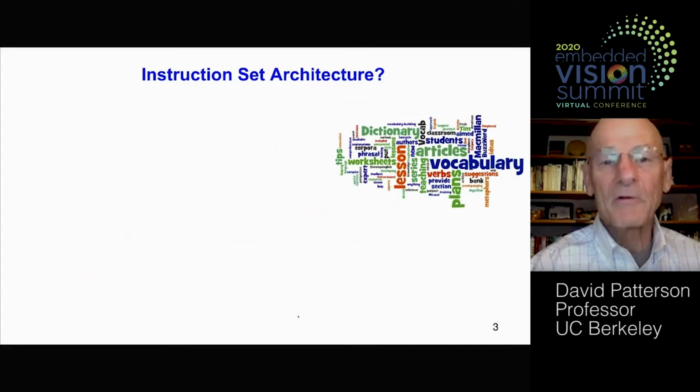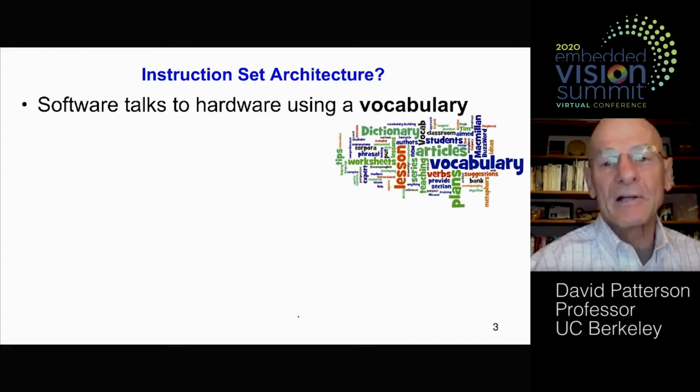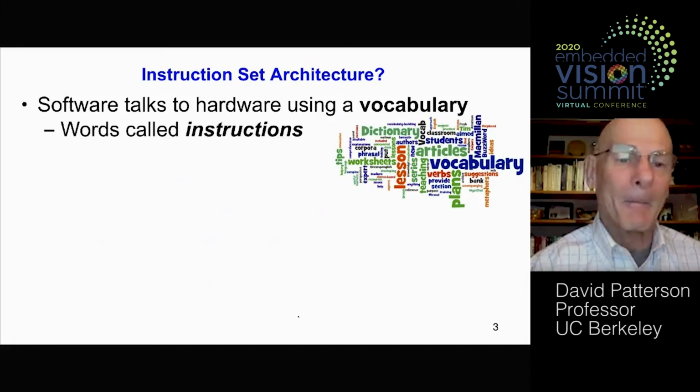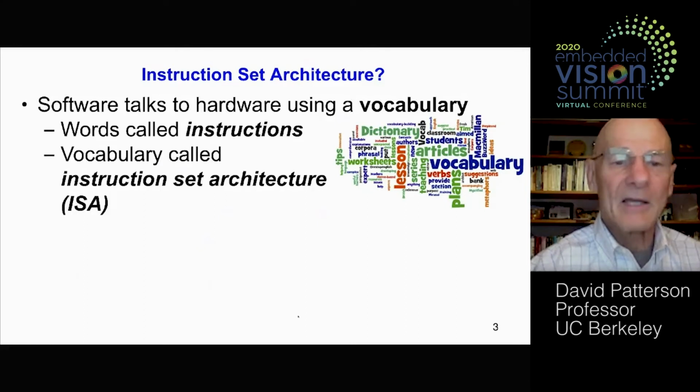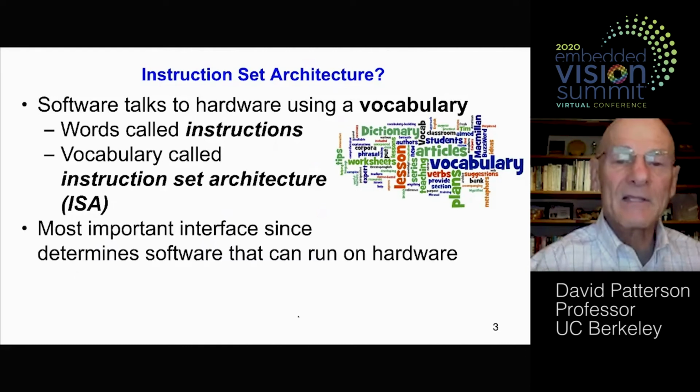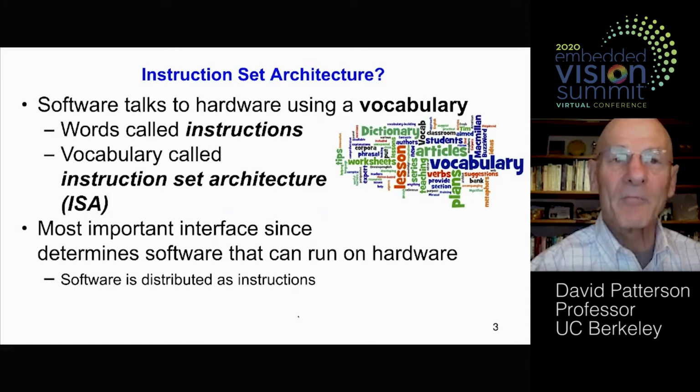Let me do a quick review. What is instruction set architecture and why is it important? Well, software talks to hardware using a vocabulary, and the words of that vocabulary are called instructions. And the name of the vocabulary itself is instruction set architecture, often abbreviated ISA and sometimes pronounced "ISA." It's the most important interface since that determines what software can run on the hardware. And in fact, software is distributed in those words or instructions.